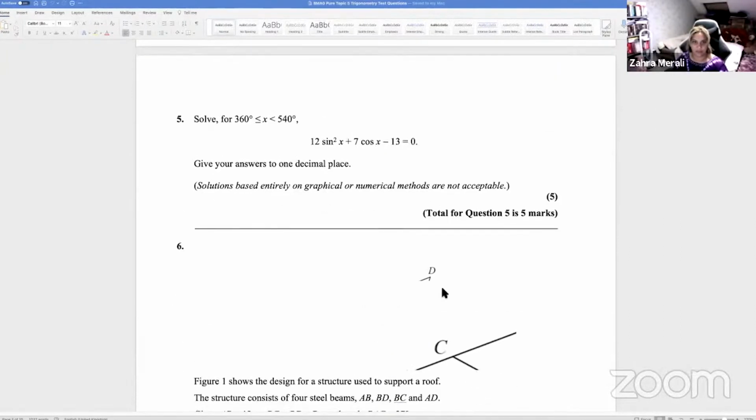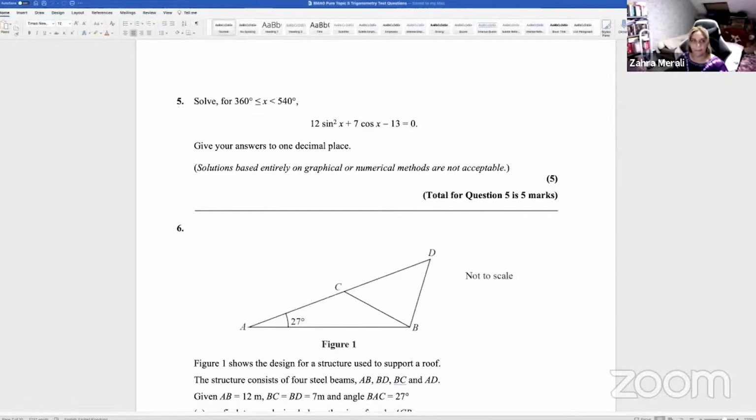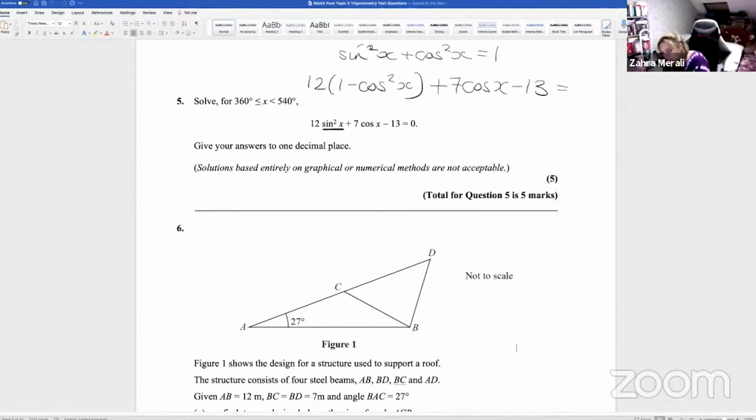Right, question 5. Right, so in this question, this is a disguised quadratic. And the way I know that is it's a mixture of sines and coses, and I look for the thing that's not squared, because I know the rule that sine squared x plus cos squared x is 1. So I'm only able to change the squared one. So I'm going to replace sine squared x with 1 minus cos squared. Plus 7 cos x minus 13 equals 0. Rearrange that, I get 12 cos squared x, minus 7 cos x plus 1 equals 0. For factorizing, you can just plug it in your calculator and get your solutions.